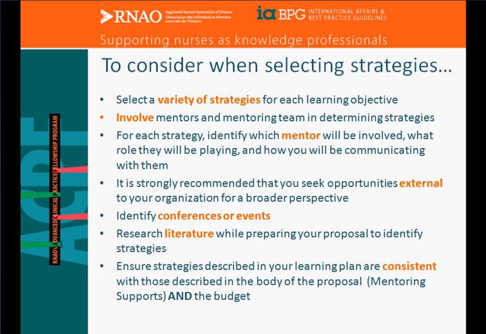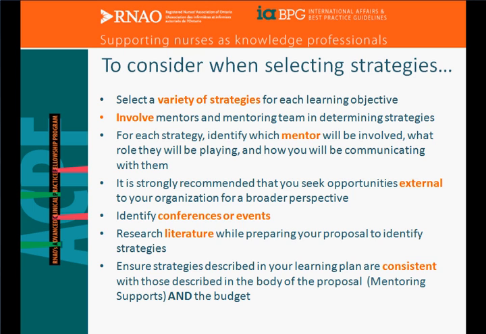When you're thinking about the strategies and resources to meet your objectives, again, select a variety of ways that you're going to meet that learning objective. Involve your mentors or your mentoring team in determining if the strategies make sense and will be effective. For each strategy, you're going to be expected to identify which mentor will be involved in helping you fulfill that strategy. We really recommend that you seek learning opportunities external to your organization for a broader perspective.